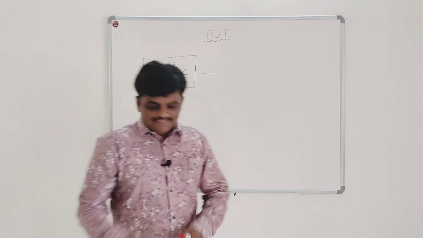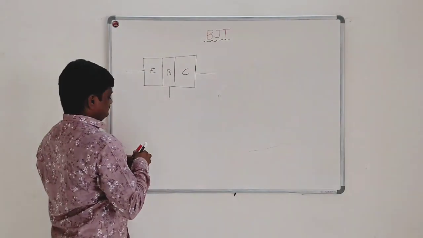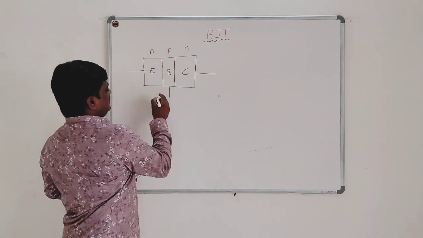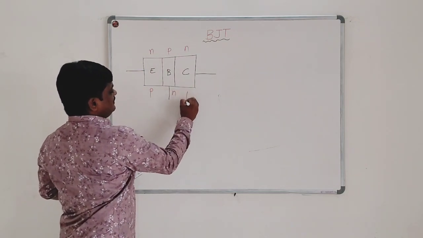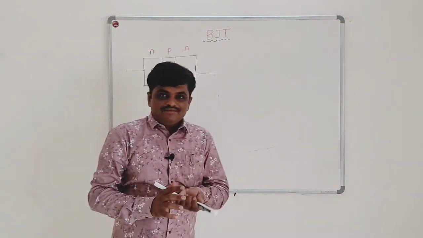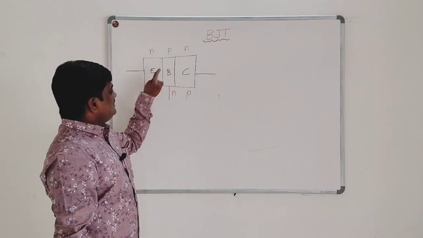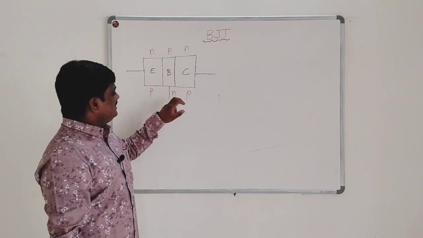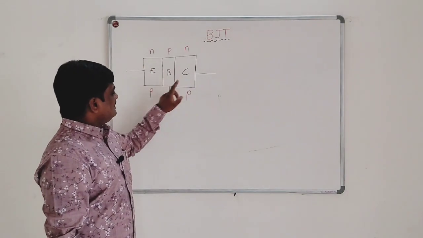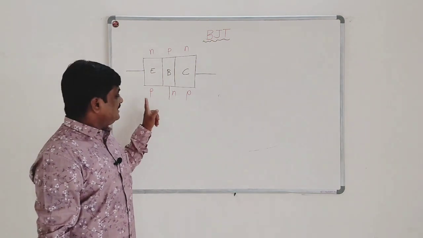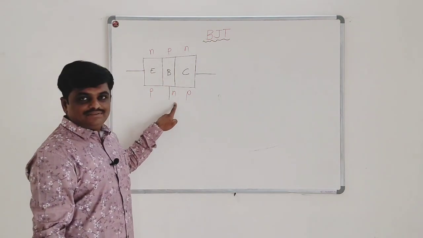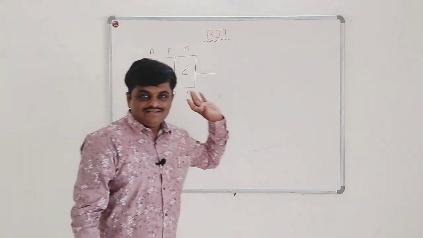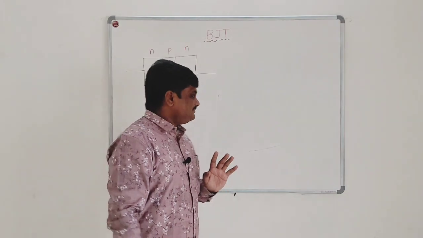There are two types of BJT. First one is NPN and second is PNP. In NPN transistor, the emitter and the collector are of N type material, while in PNP transistor, the emitter and collector are P type material. In PNP transistor, base is N type, while in NPN transistor, base is made up of P type material. So this is about the types of transistor.